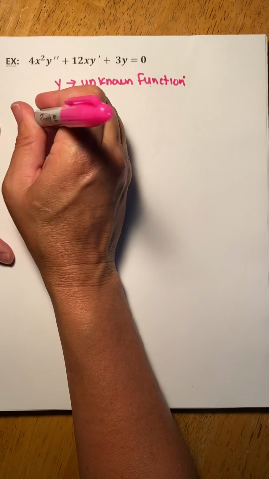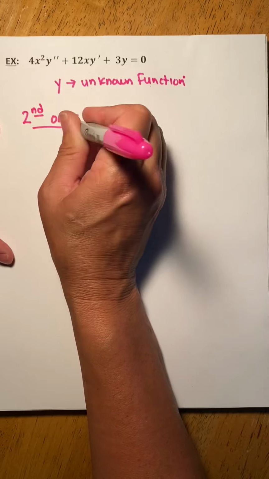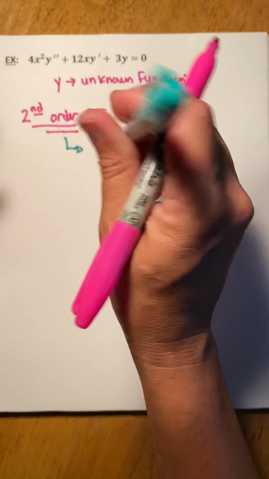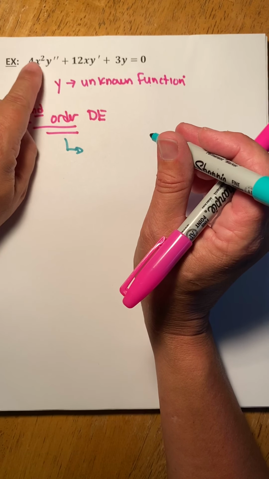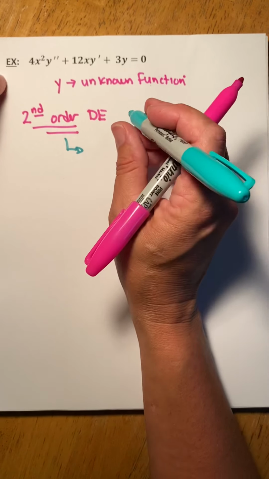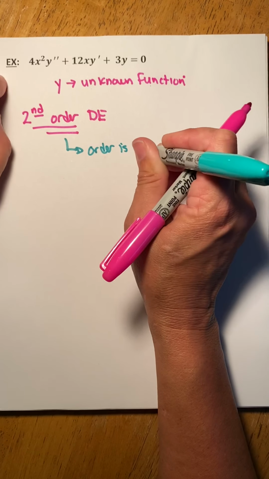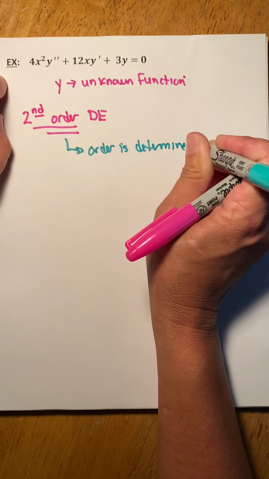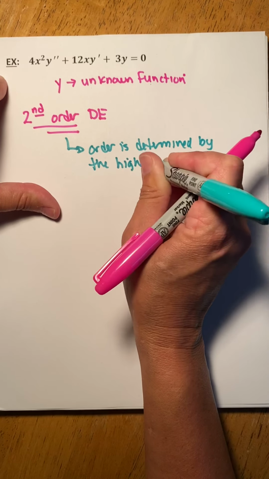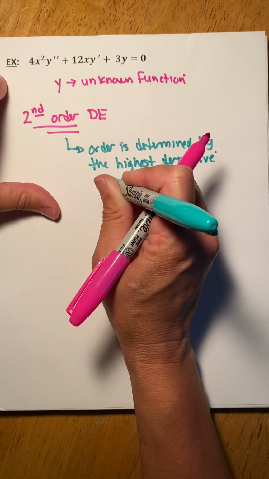This is called a second order differential equation. The order of a differential equation is the highest derivative. So we have 4x squared times y double prime, so we have a second derivative here. So the second derivative determines the order of the equation. In a second order differential equation, the order is determined by the highest derivative in the differential equation.